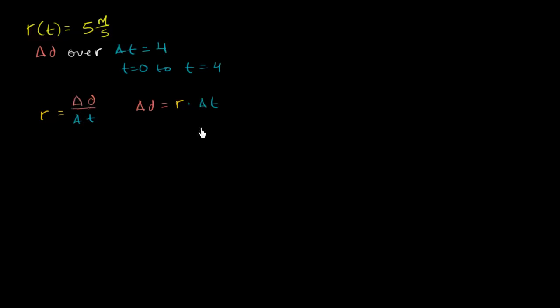And so if you just apply this, if you say, okay, my rate is a constant 5 meters per second, and my delta t is 4 seconds, so times 4 seconds, well, that's just going to give you 20. Let me do that same color that I had for the change in distance. That's going to be 20, and then the seconds cancel with seconds, 20 meters. So my total change in distance over those 4 seconds is going to be 20 meters. Nothing new here, nothing too fancy.